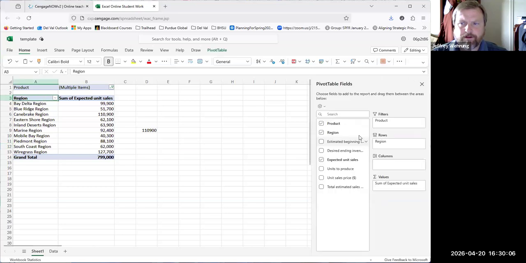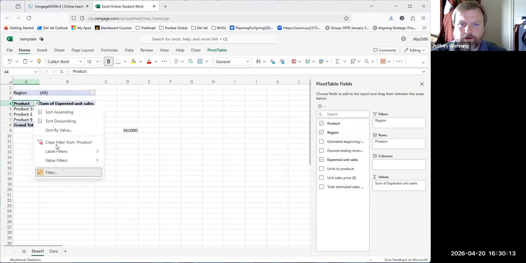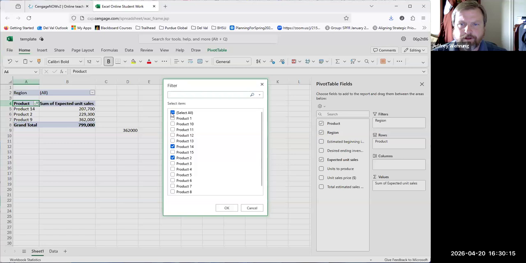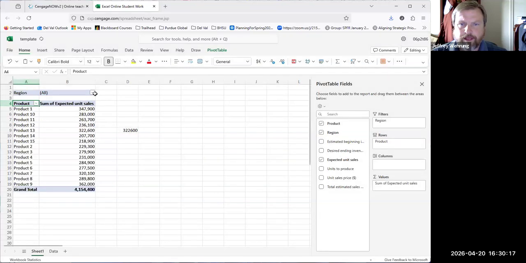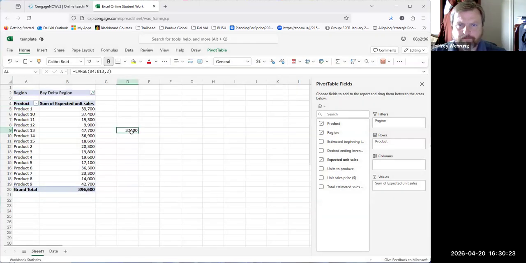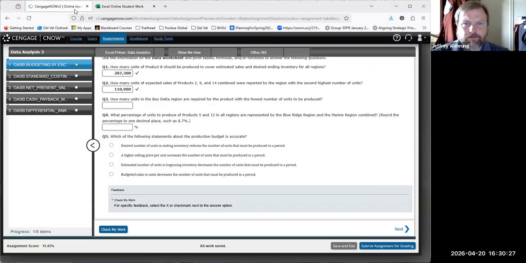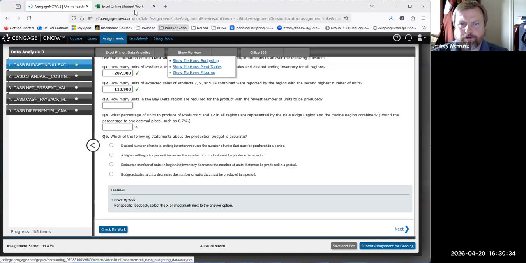Okay, so I'm going to switch this around. So we'll put the region in our filters, put the product in our rows. We want to look at all the products now, so I'm going to get rid of that filter, and I'm going to put a region filter, and I'm just looking at the one region, the Bay Delta region. Okay, and now I want the minimum. So this is sum of unit sales. What do I want? I want how many units in the region are required for the product with the fewest number to be produced.